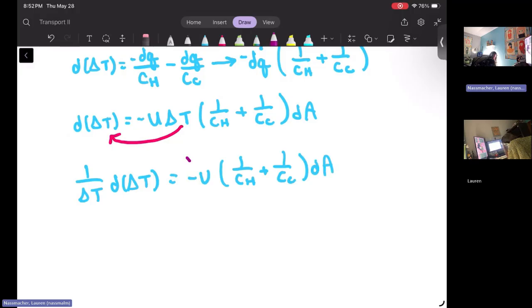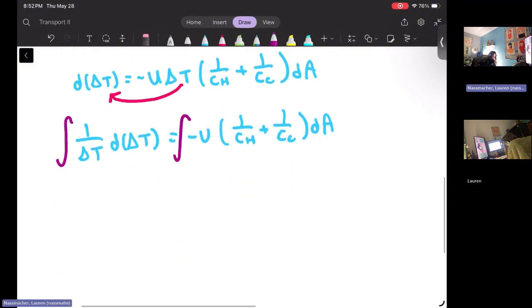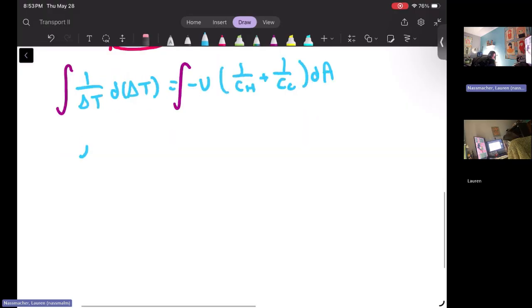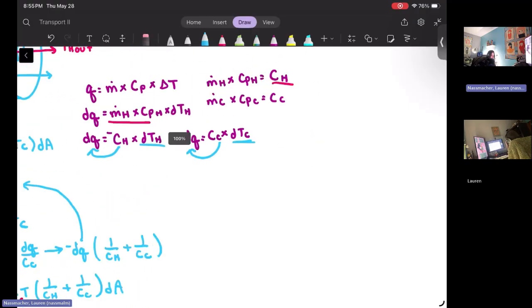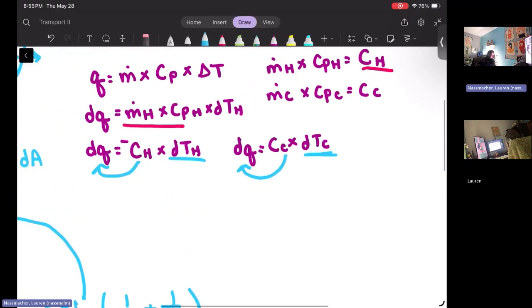Now we can take the integral. Yes, indeed. So that will get us natural log of change in T2 divided by the change in T1 is equivalent to negative U area, 1 over CH plus 1 over CC. It's looking nicer.